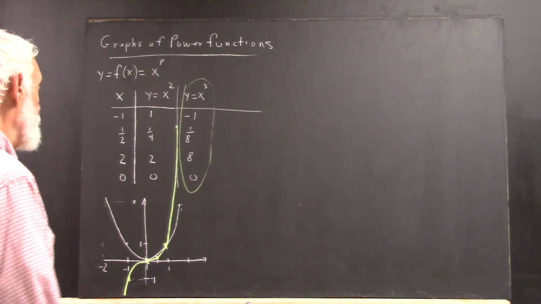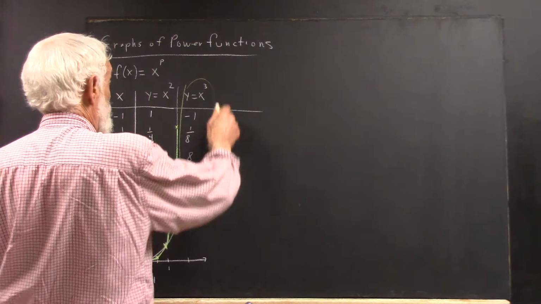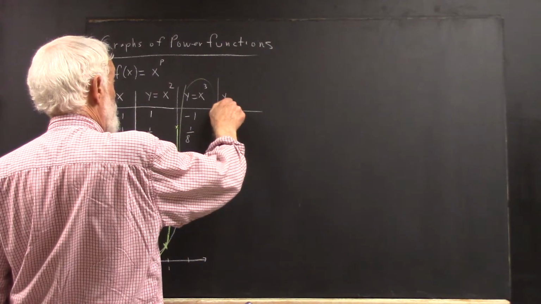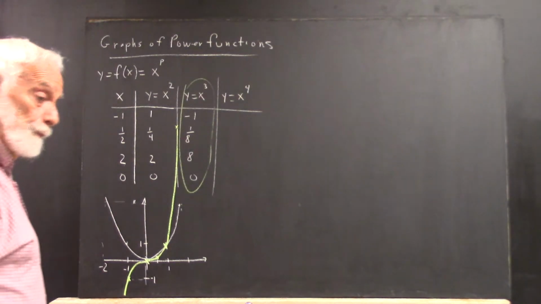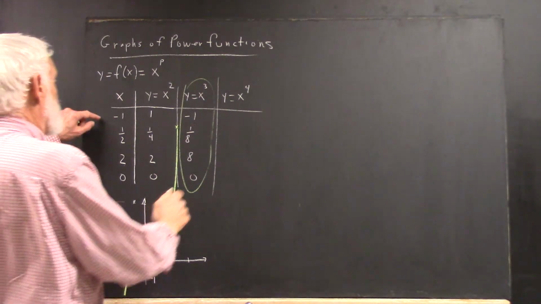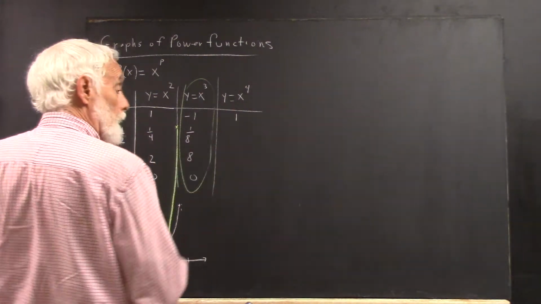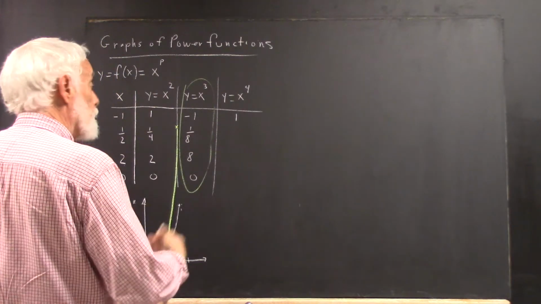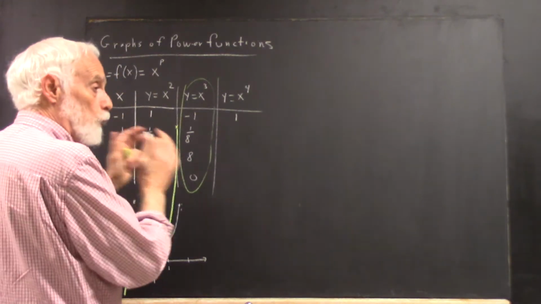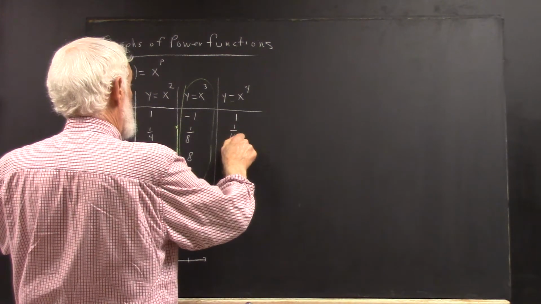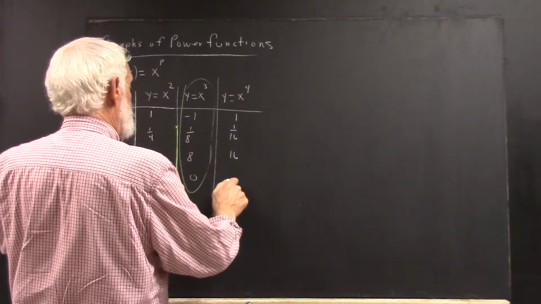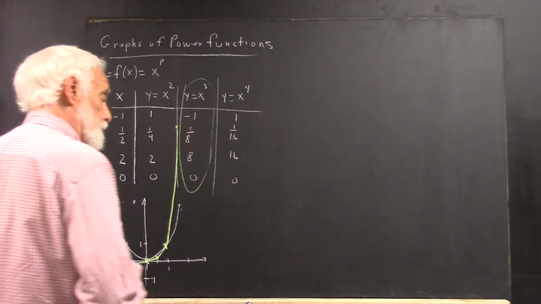Now I'm not going to draw the graphs. I'm going to ask you to do that for homework. Okay, we have y equals x to the 4th. What's that going to look like? Well, my value at 1 is, again, 1. -1 to the 4th is 1, because multiplying 4 negatives together gives you a positive. We have 1/16. We have 16. And of course, we still have 0.